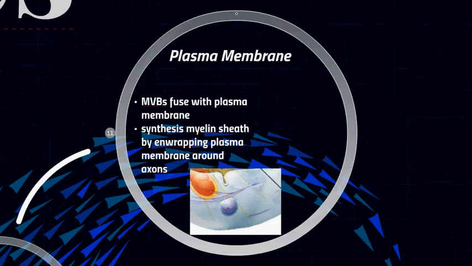The last important part is the plasma membrane. These secretory vesicles fuse with the plasma membrane, and then their contents are released outside of the cell. Once they're outside of the cell, they mix together to form the myelin. This is then enwrapped around axons to provide insulation.